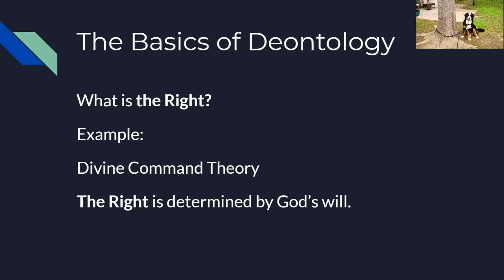Here's an example. Divine command theory. Divine command theory thinks that what's right is determined by God's will. Then the idea would be, if you do what's right, you're doing what God has commanded, and then what is good is determined by what is right. So you act rightly because you honor your father and mother. That's in line with God's will, and then the actions of honoring your father and mother are good because they are right, rather than right because they are good.